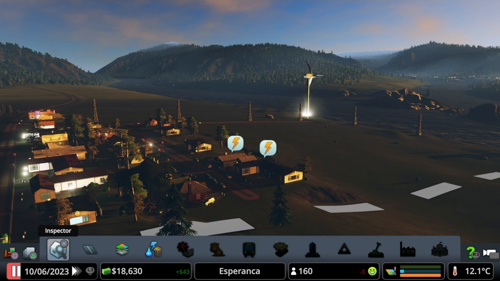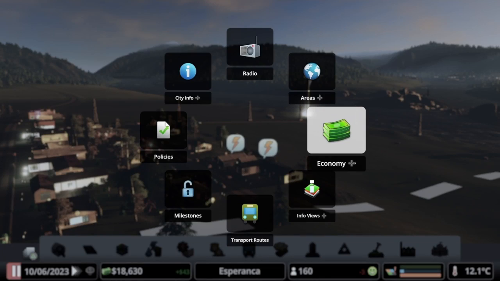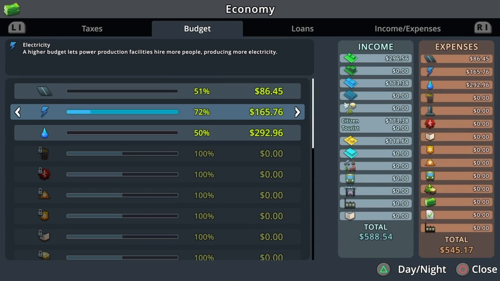So probably the first balloons like this will show up. Don't worry, what you need to do here is open your economy again, and you increase the budget a little more.